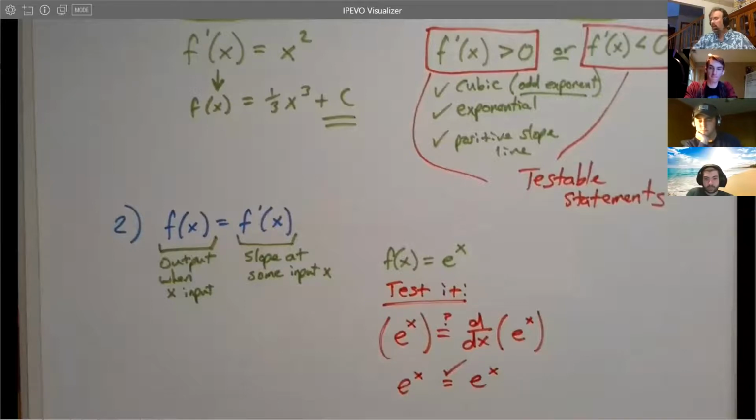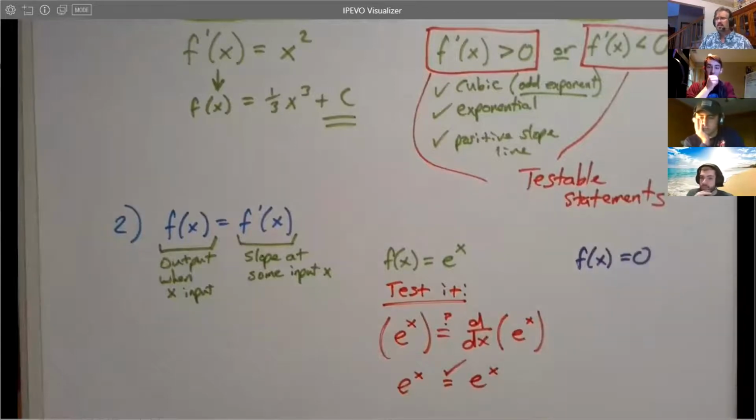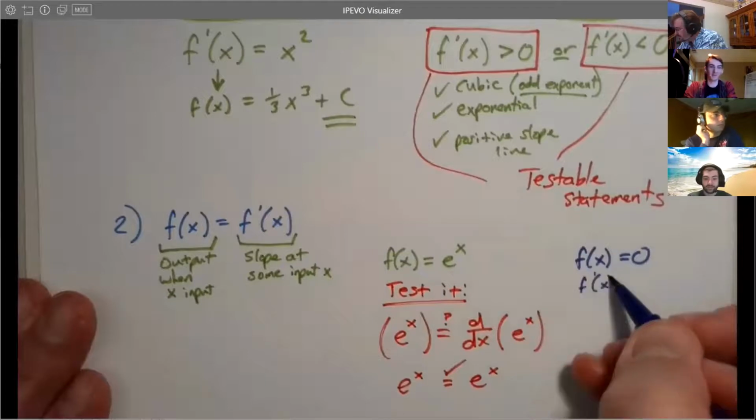Is that the only function that is its own derivative? Are there others? Yes. Okay. Just zero. So give it to me as a function then. So f of x equals 0. Does that check? Does that test? Yeah, because f prime of x would just be 0 too, right? So 0 equals 0. Should be good to go.